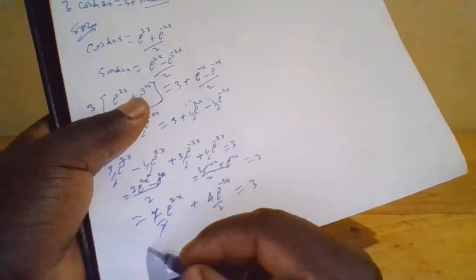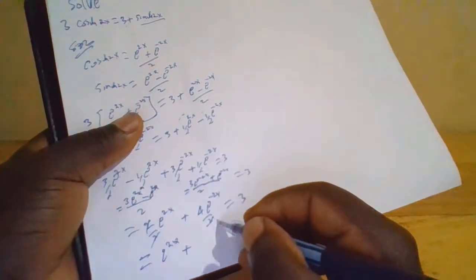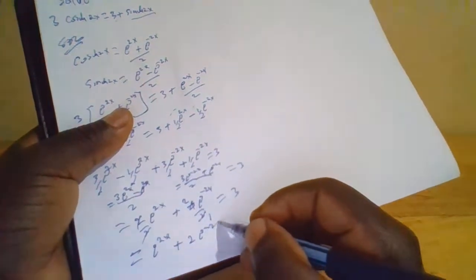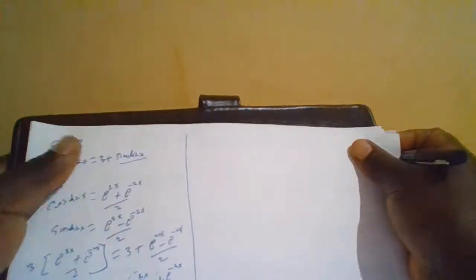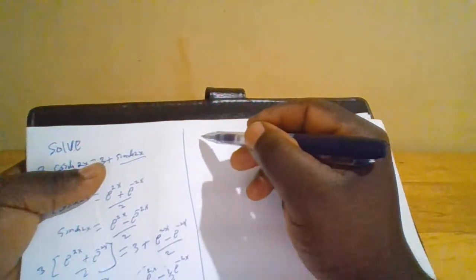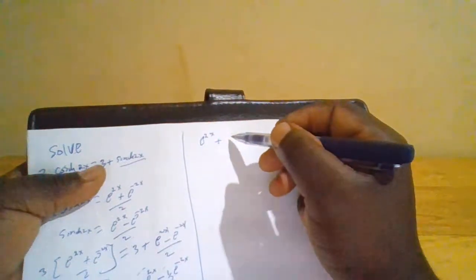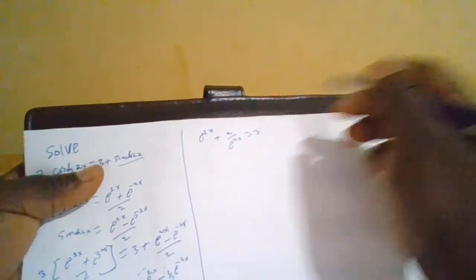These two and these two cancel, so we have e^(2x), then plus 2, since 4 over 2 is 2, so we have 2e^(-2x) equals 3. Now I can write this equation as e^(2x) plus 2 over e^(2x) equals 3.